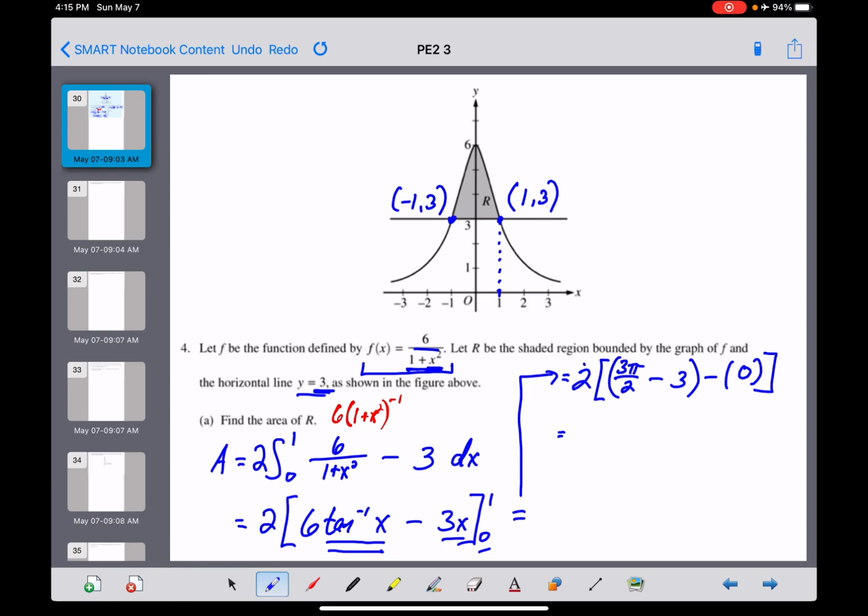Now I'm going to distribute that 2 and end up with 3 pi minus 6, and I don't think there's anything else we can do to clean up that answer. That's what we've got for the area of region R. Now just a real quick check, everybody: the area of a region should never be negative, and the value of 3 pi is somewhere in the neighborhood of 9. 9 minus 6 is still positive. That doesn't guarantee I got it right, but a negative answer would have guaranteed that we got it wrong.